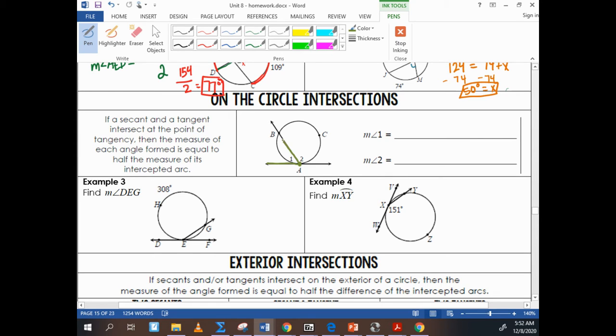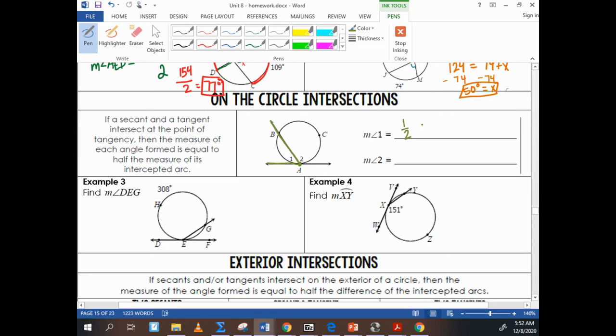So if I'm looking at angle 1 right here, it's got a secant line as one of my sides and it has a tangent line. So that's really the only difference, but the formula is the exact same. If you'll remember from our inscribed angles, our angle was half what the arc is. This is going to be the same thing. So this angle 1 is going to be half of what we call the intercepted arc.